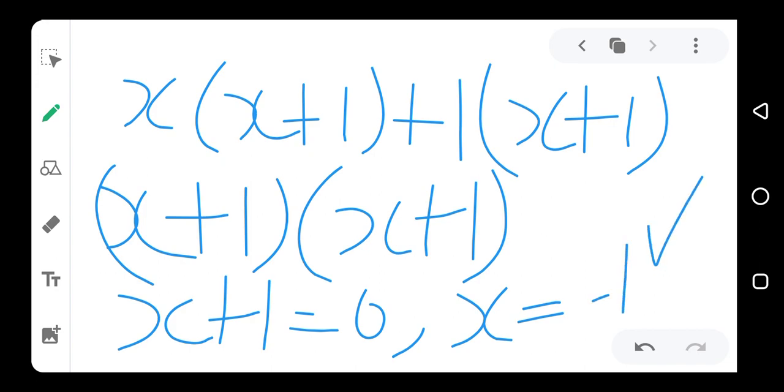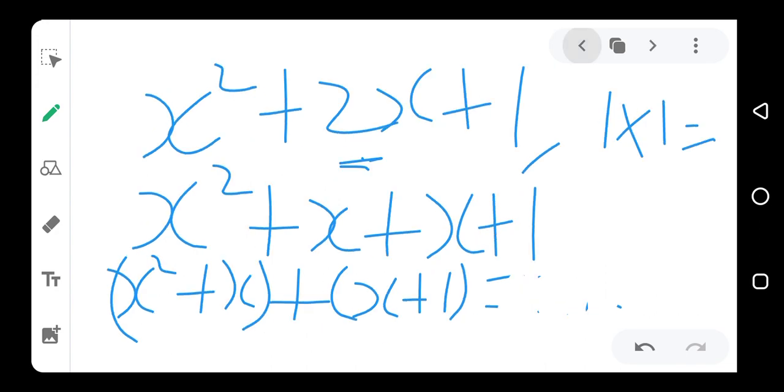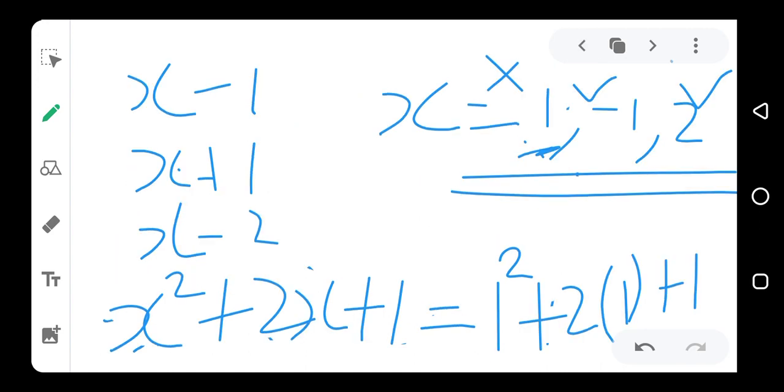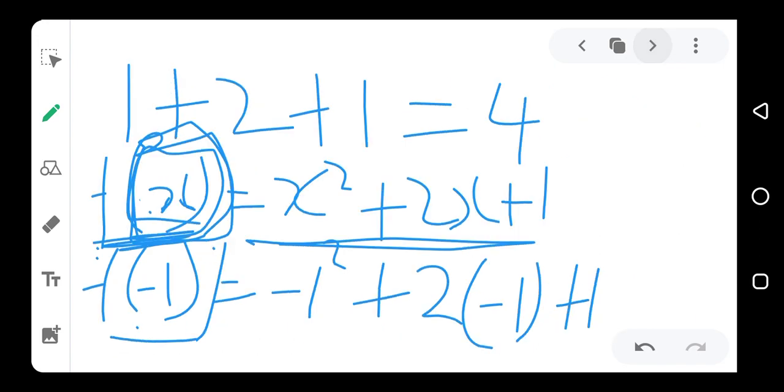So the one we got as the root is actually the correct one. That is why minus 1 showed up as a root of the quadratic equation there. Now let's look at another example.